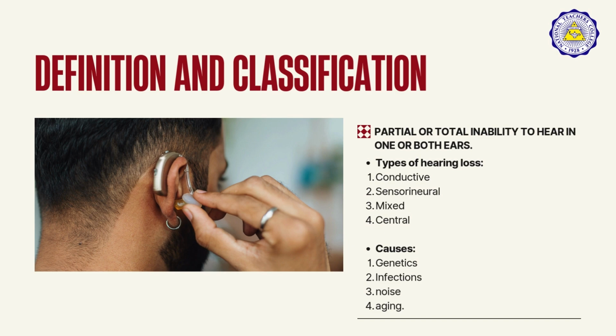Number 3. Mixed hearing loss. This combines both conductive and sensorineural causes, meaning the person may have blockage and nerve damage at the same time. Number 4. Central hearing loss. In this type, the ear may work fine, but the brain cannot interpret sound properly. Learners may hear but struggle to understand words clearly.